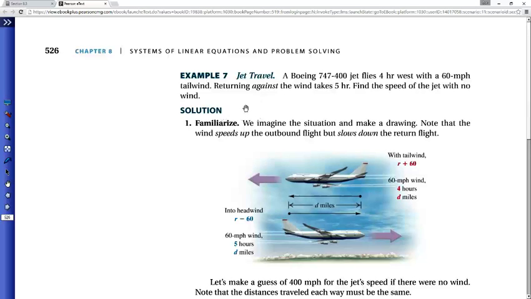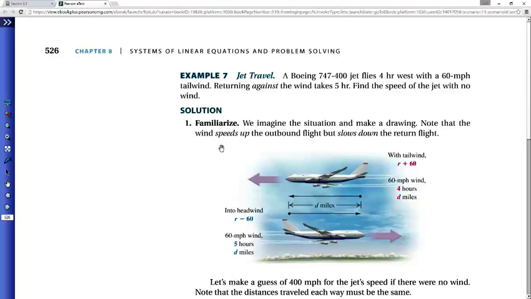Now, that was the train problem, where they're going in the same direction, on parallel tracks and that kind of stuff. Now this example is when we have things approaching each other. So they're talking about a Boeing 747-400 jet that flies 4 hours west with a 60-mile-an-hour tailwind. Returning against the wind takes 5 hours. Find the speed of the jet with no wind.